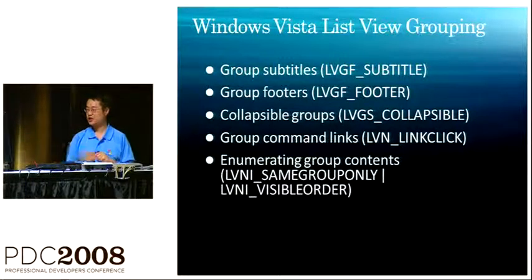And there's a little function here for enumerating the contents of the group. And this is another one of these things you have to know. If you ask for items and limit yourself to the same group, you also have to say that you're interested in the visible order. If you don't say that, then you don't get anything. This is an unfortunate failure mode of list view, which is if you mess up, you don't get anything. So I'm trying to let you know what you need to say so you get something.